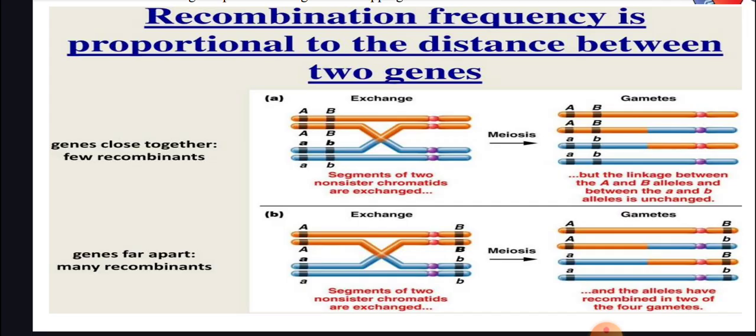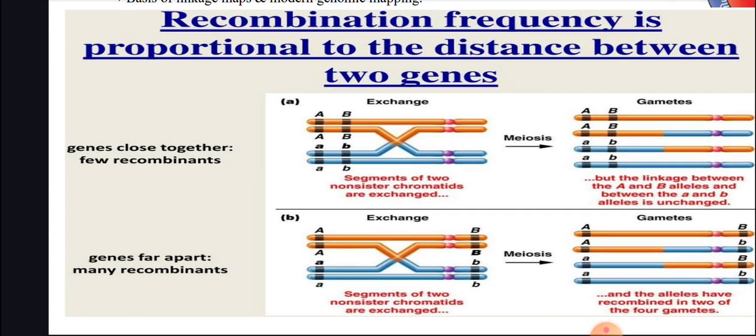Alfred Sturtevant, one of Morgan's students, realized this and defined a map unit, or centimorgan. A 1% recombination frequency equals 1 map unit of distance between genes. Wow. This principle formed the basis of creating the first linkage maps, showing the linear order of genes on chromosomes. It was foundational for all subsequent genomic mapping, even today.